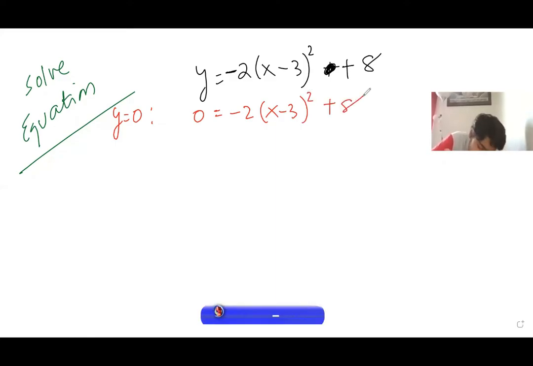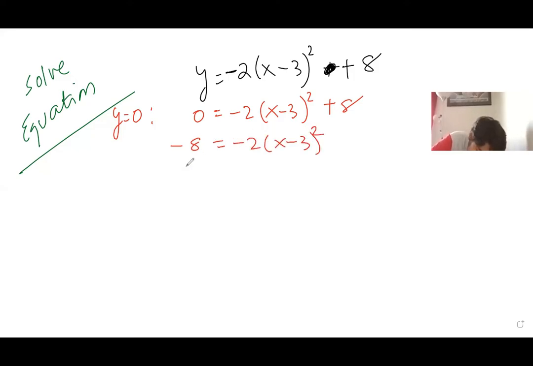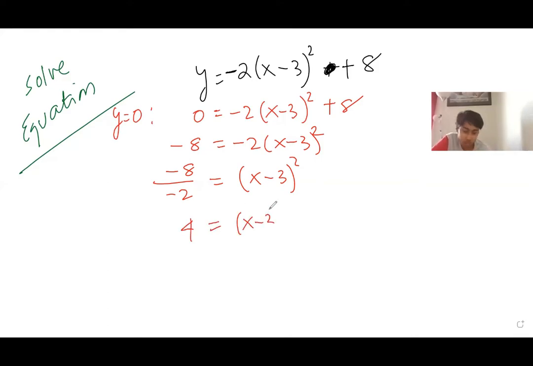Tell me what is the solution and how will you find the solution of this equation? We already know the vertex is 3 and 8. So what you have to do is find the solution. So bring 8 to the left side, rearrange. Now divide by minus 2. So we have 4 equals x minus 3 whole square. Is this clear to you? So basically, solving really means isolate x. You understand?